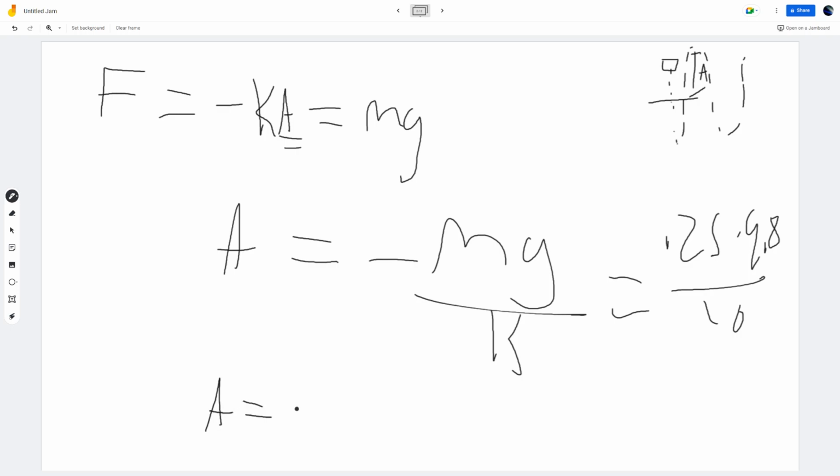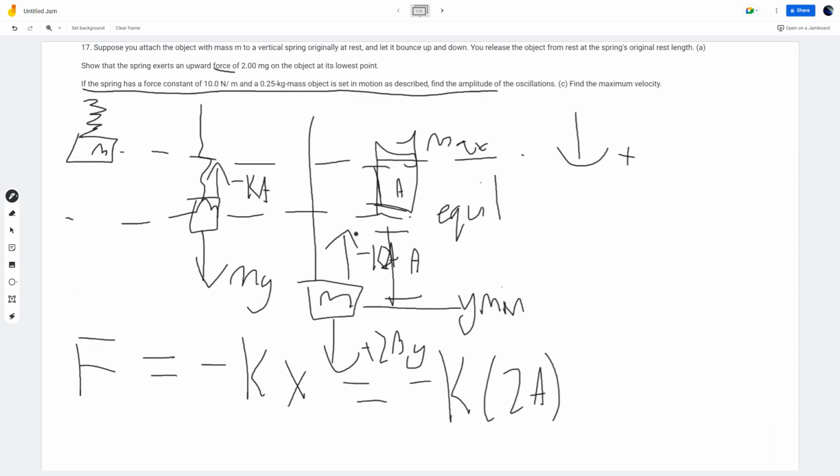A equals, and it's going to be in either direction, 0.245 meters. So that basically means it's bouncing up 0.245 meters and bouncing down from this position.